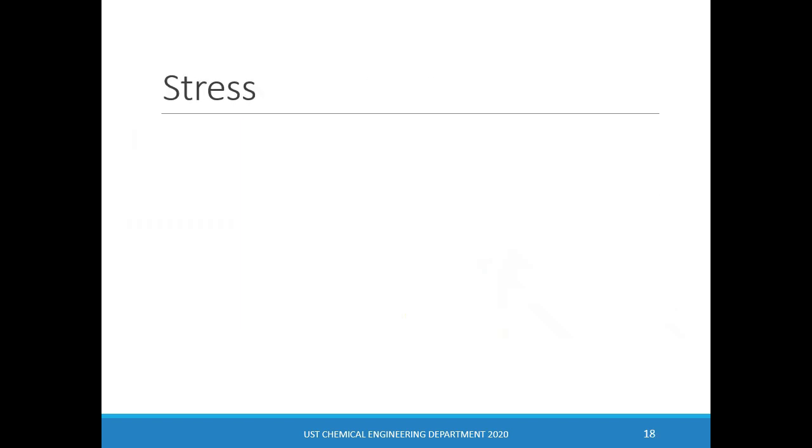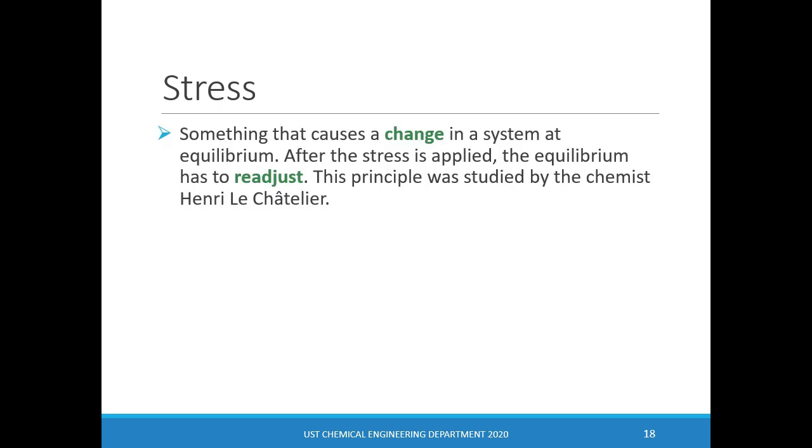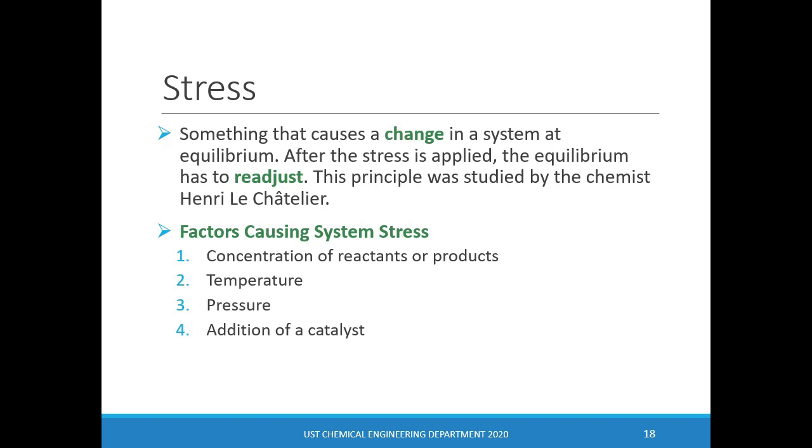Now, what could happen that would cause a reaction to deviate from equilibrium? This deviation can be caused by a stress or something that changes the condition of a system in equilibrium. This could be in the form of changes in concentration of the reaction species, temperature, pressure or volume, or the addition of a catalyst. But since reversible reactions always tend to proceed towards equilibrium, a change in condition will cause the system to readjust so that equilibrium can be restored. This principle was introduced by the chemist Henri Le Chatelier.